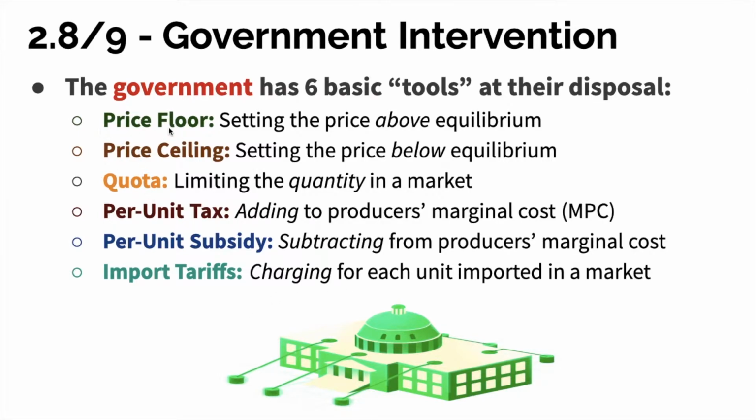One is called a price floor. This is setting the price above an equilibrium. A price ceiling, on the other hand, is setting a price below the equilibrium. A quota might be controlling the quantity in a market. And then we have taxes and subsidies. A per unit tax adds to producers' marginal cost of production or marginal private cost, MPC, whereas a per unit subsidy subtracts from producers' marginal cost of production.